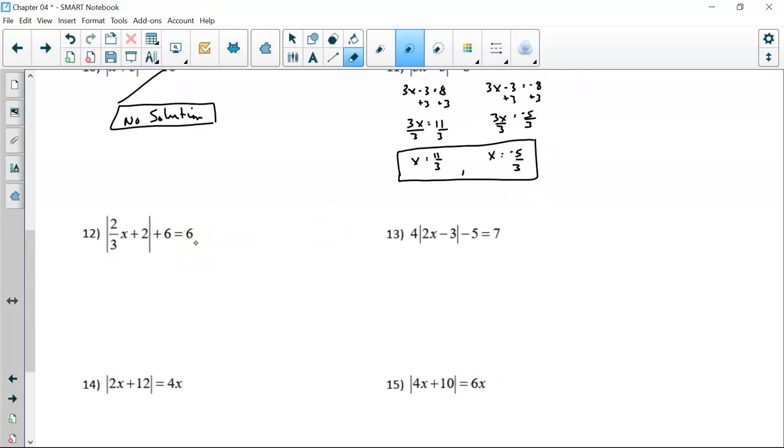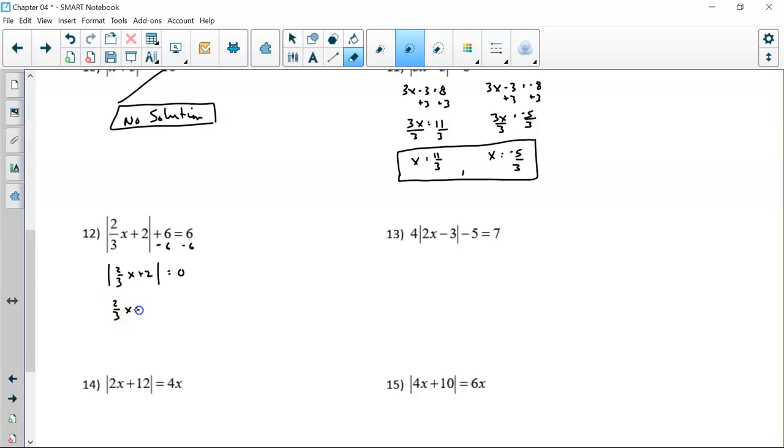Now they're getting a little bit more complicated, a little bit more going on. Before we do anything with problem number 12, we have to isolate the absolute value bars. Always make sure those absolute value bars are isolated. So we're going to subtract 6 from both sides. The absolute value of 2/3 x plus 2 equals 0. Now, 0 doesn't have a sign. 0 is 0. It's not positive. It's not negative. So we only have to write one equation here.